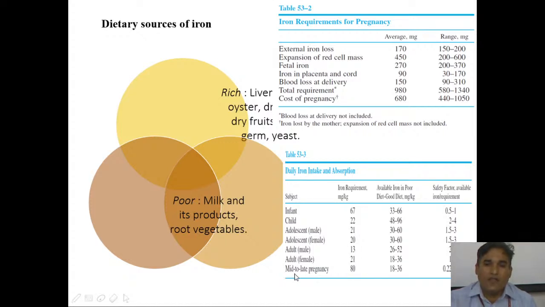In pregnancy its requirement increases to about 80 microgram per kg of body weight. These are the different factors by which iron demand increases during pregnancy: external iron loss, expansion of the red blood cells, fetal iron, iron in the placenta and cord, and blood loss during delivery.